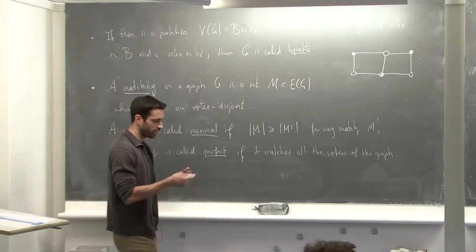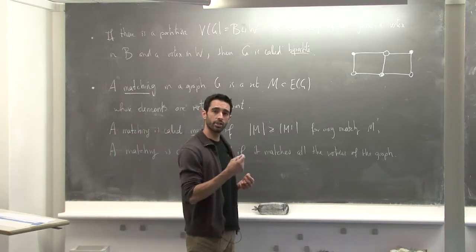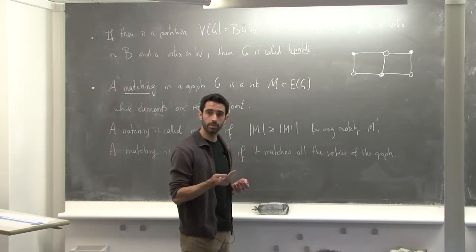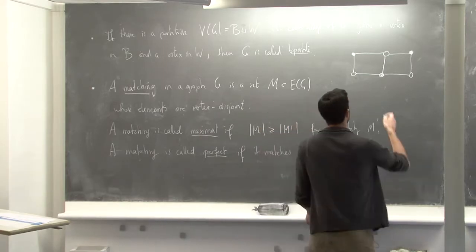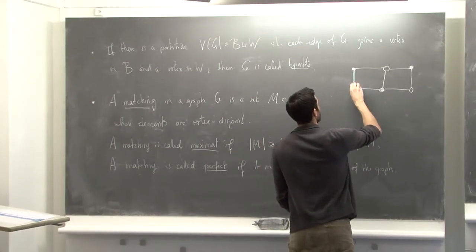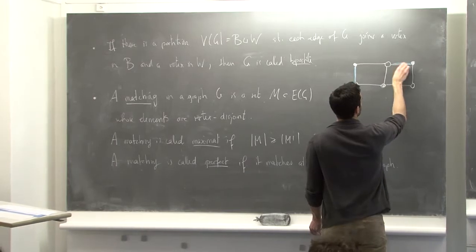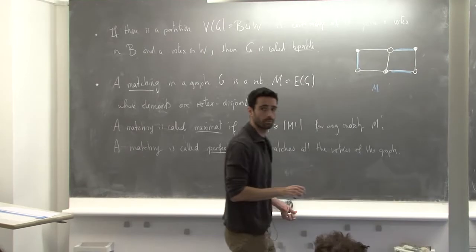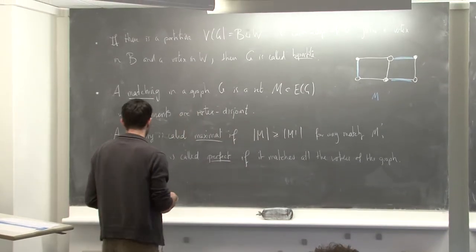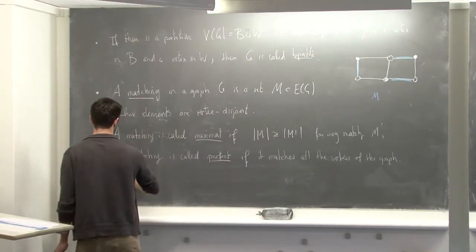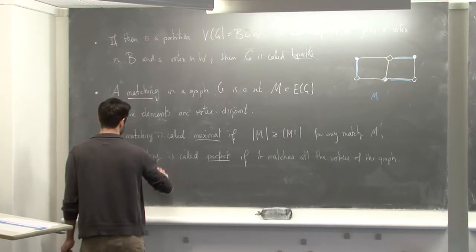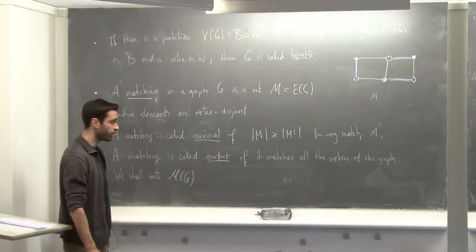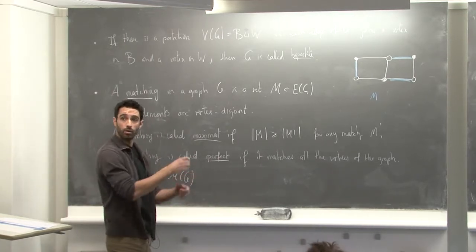This means a perfect matching is a choice of a family of edges such that each vertex is adjacent to exactly one of these edges. Okay? Here is a perfect matching on this graph. That's a perfect matching. And we will write some kind of calligraphic M of G for the set of perfect matchings on a graph.